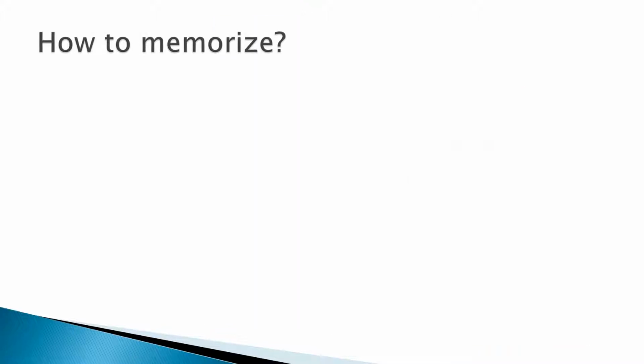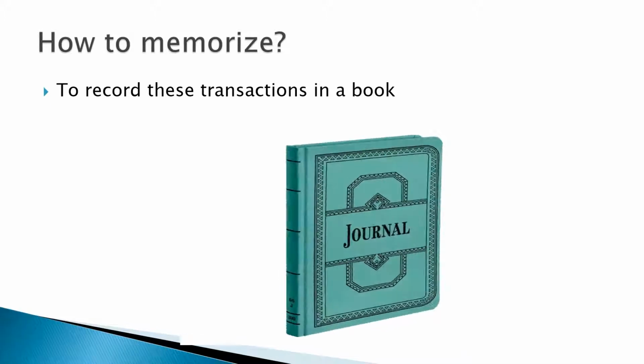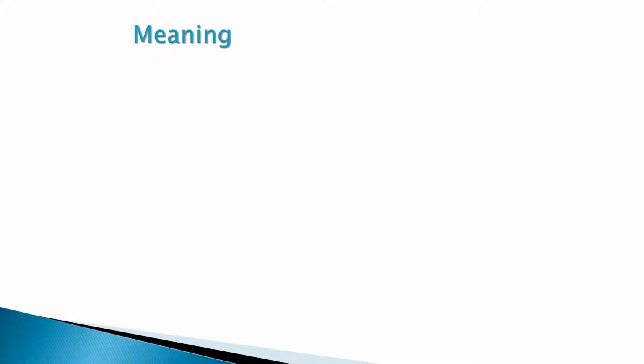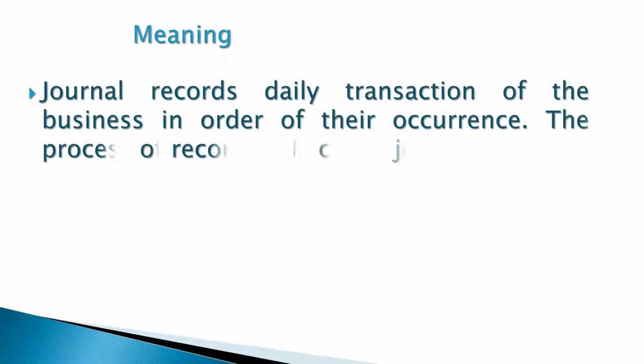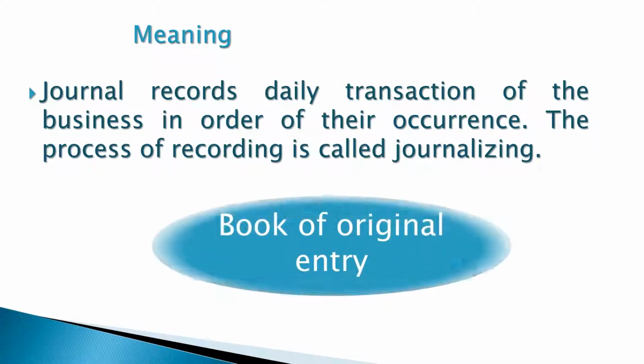To memorize these transactions, Jack will record these transactions in a specific book. This book is called journal. Let's start with the meaning of journal. It records daily transactions of the business in order of their occurrence. It shows the name of accounts and amount to be debited and credited. The process of recording transactions in journal is called journalizing. Journal is one of the books of original entry.